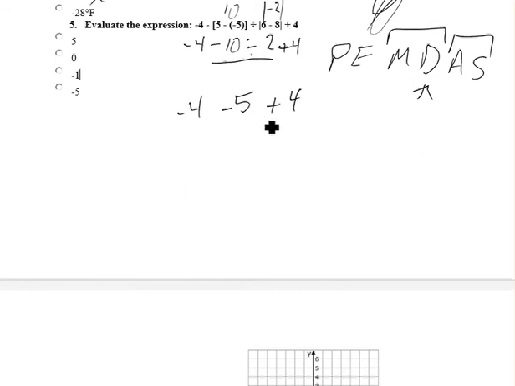Minus 4 minus 5. So I'm at negative 4, and I'm going to go 5 in the negative direction. So negative 5, negative 6, negative 7, negative 8, negative 9. That takes me down to negative 9. So now I've got negative 9 plus 4. Now I'm going to go back in a positive direction. So negative 9, negative 8, negative 7, negative 6, negative 5.